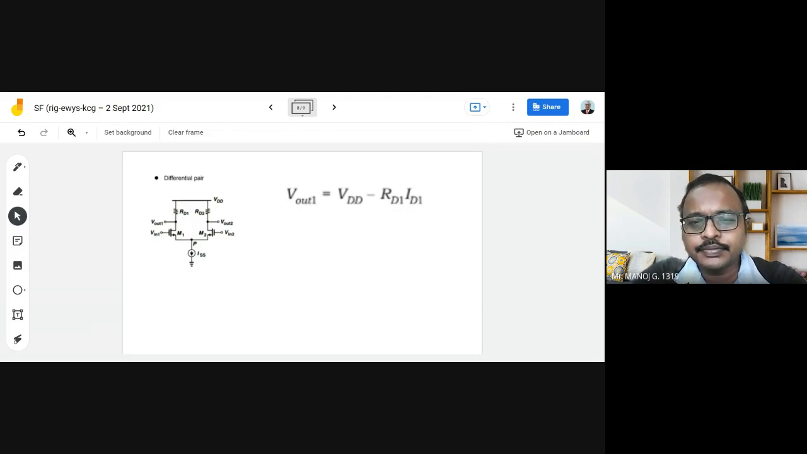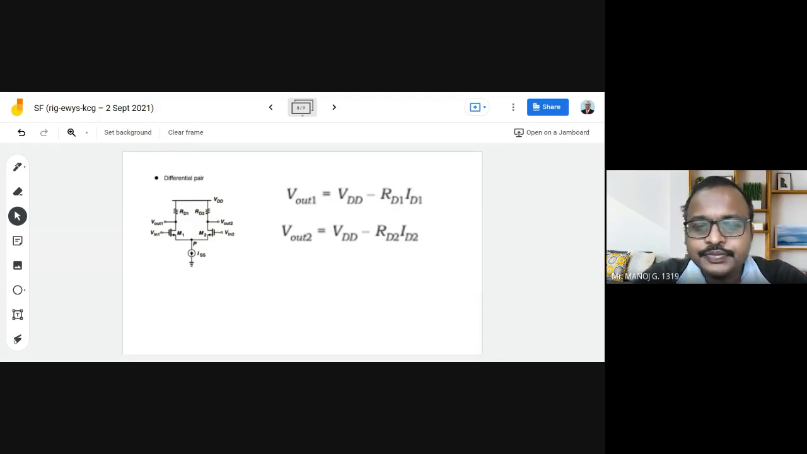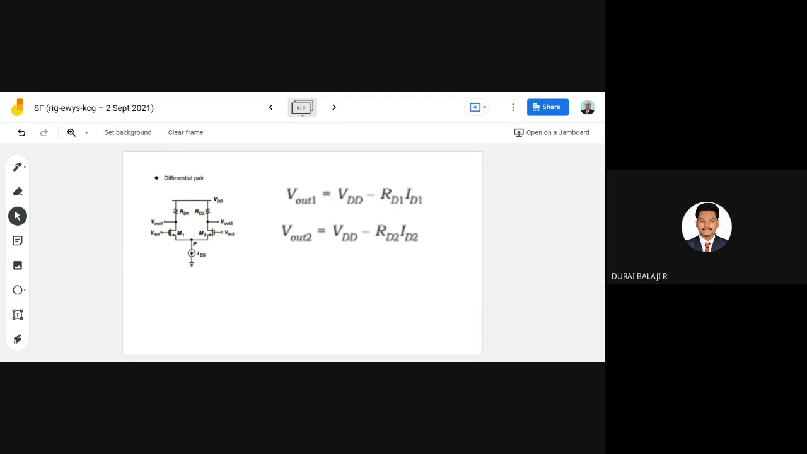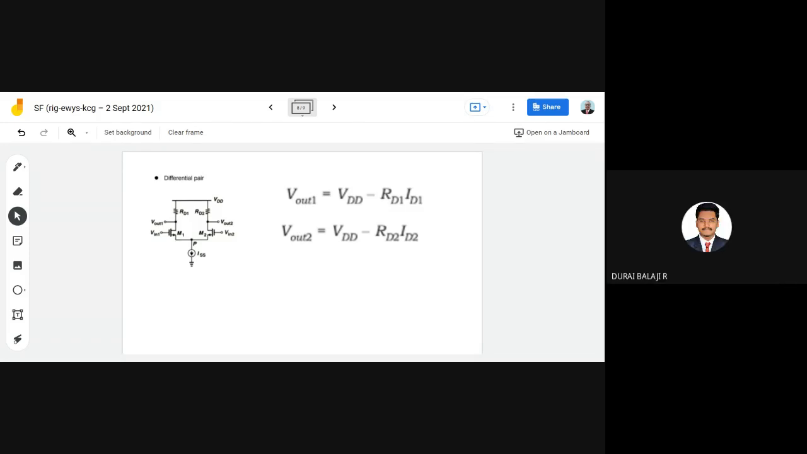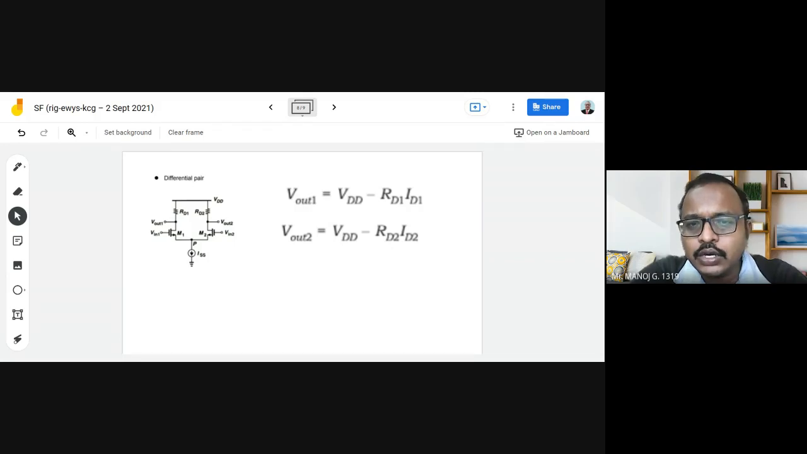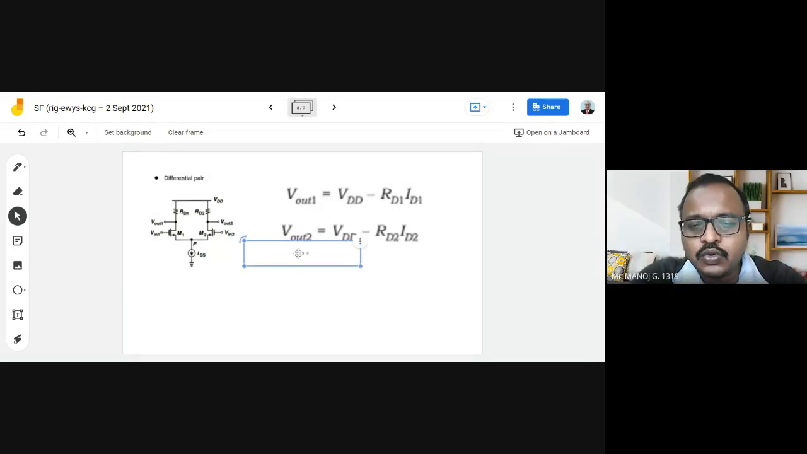Okay, now V out 2. Balaji? Yes, sir. V out 2 is VDD minus RD2 ID2. Now if my R1 is equal to R2, that is RD1 equal to RD2 equal to RD, listen carefully. What would be my V out 1 minus V out 2?